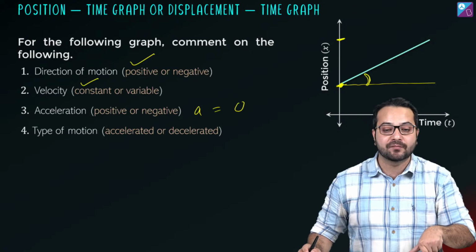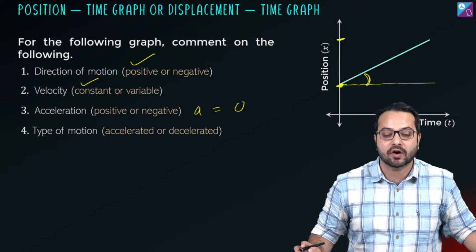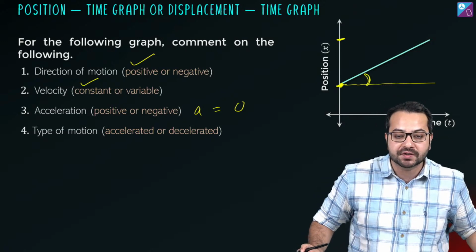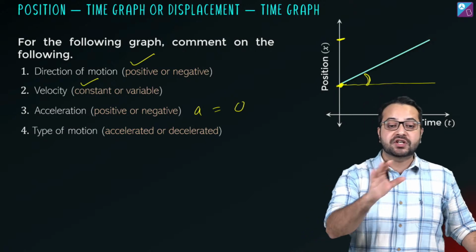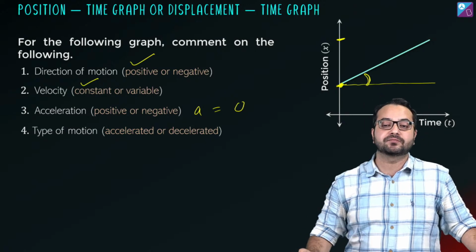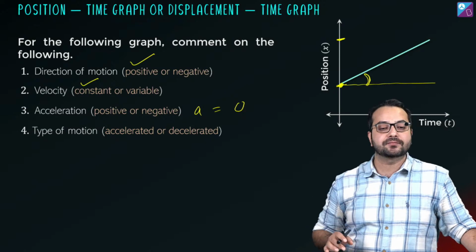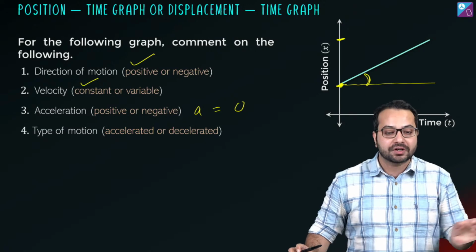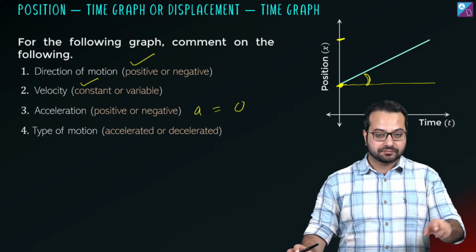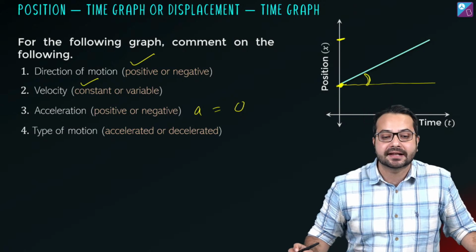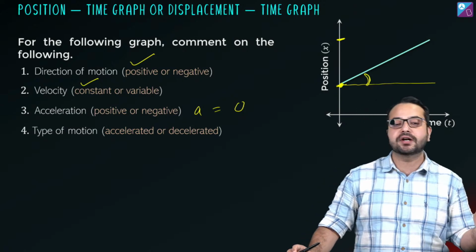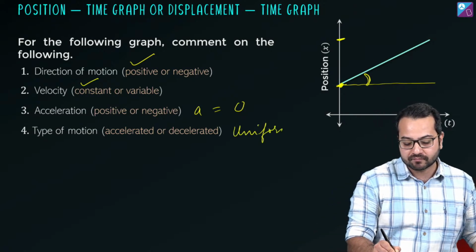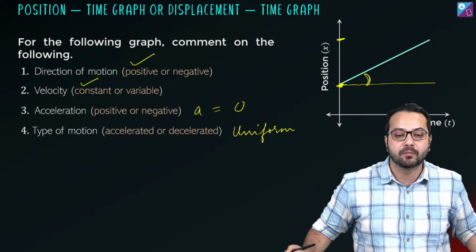The next one is type of motion. The type of motion, is it accelerated or is it decelerated? Mahjabin is saying it can be both, sir, positive and negative in case of retardation. Mahjabin, we are talking about this particular scenario. In this case, there is only one correct answer. We are talking about the type of motion. Accelerated or decelerated? Quickly tell me. The acceleration is 0, which means this is uniform motion. So the type of motion is going to be uniform motion. Is that correct?